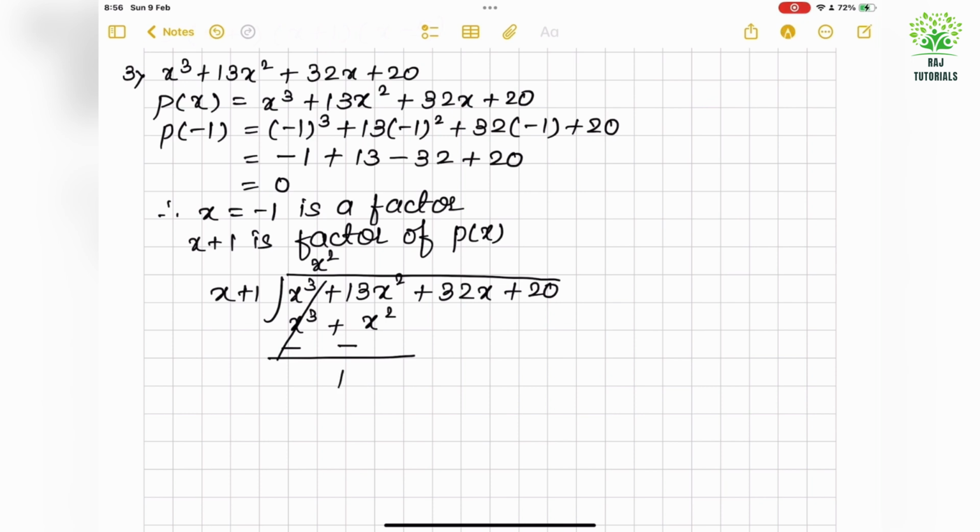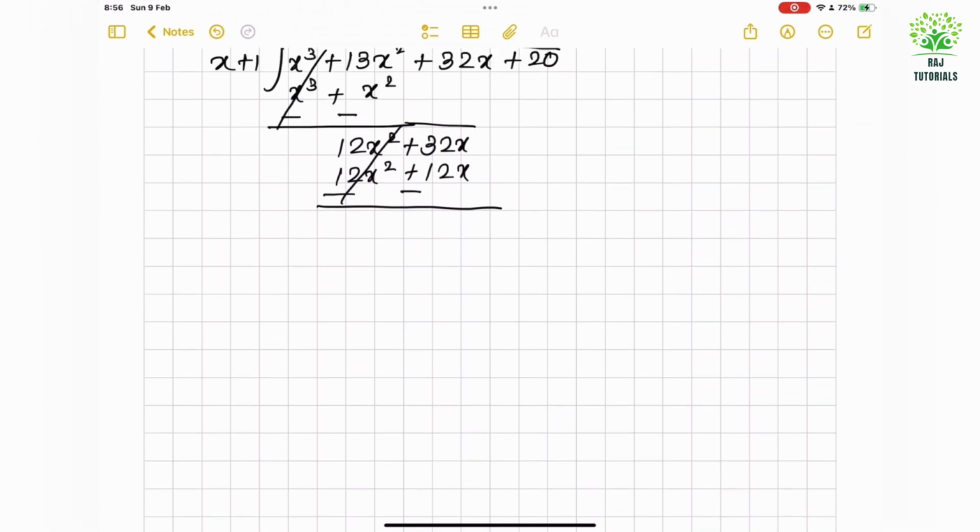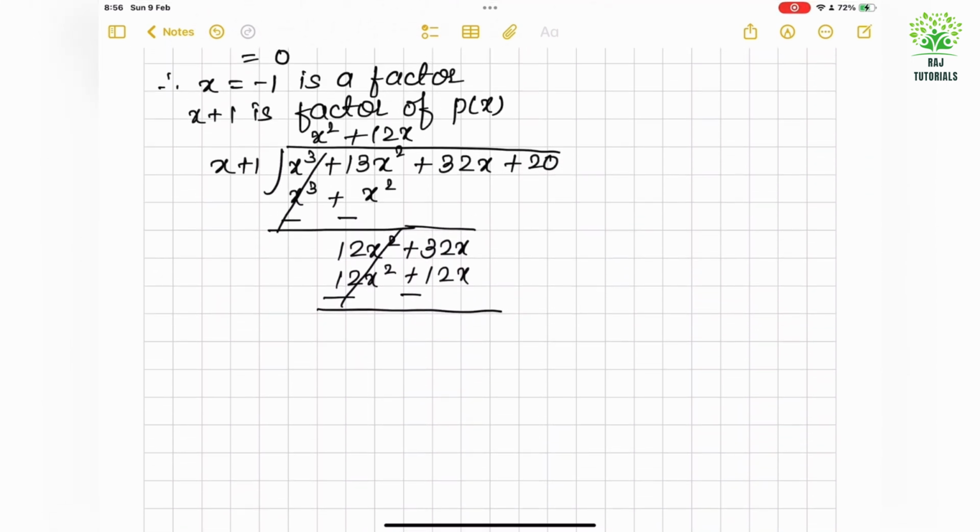13 minus 1 will be 12x square plus 32x. Now again plus 12x I will multiply to get 12x square. So 12x square plus 12x. Again minus minus, sign changed. So 12x square got cancelled. Now 32 minus 12 will be 20x plus 20. Now with plus 20 if I multiply, so 20x plus 20. Again minus minus, so both terms got cancelled. So I got 0 as the answer.